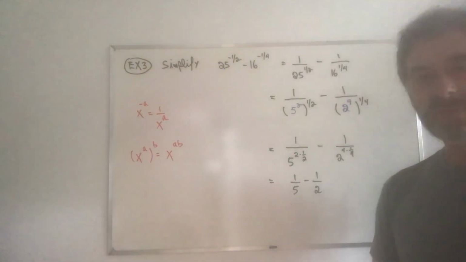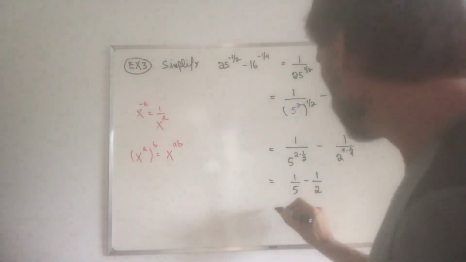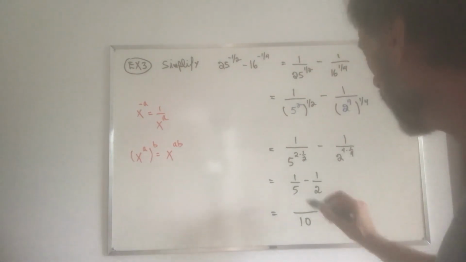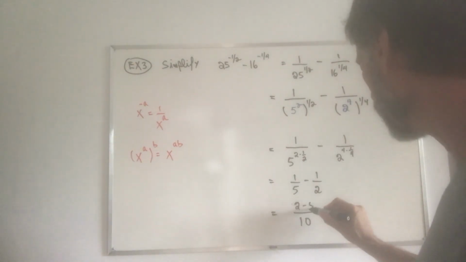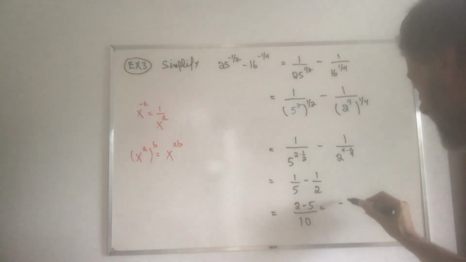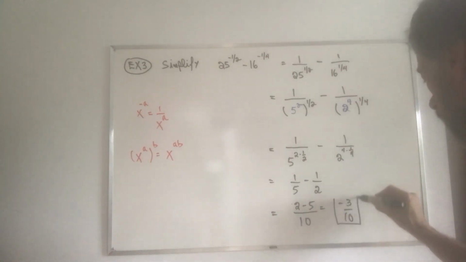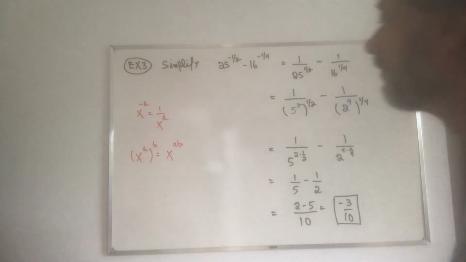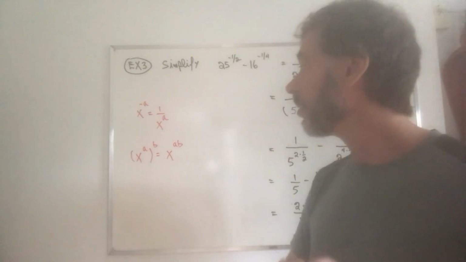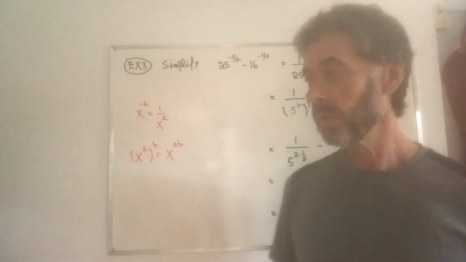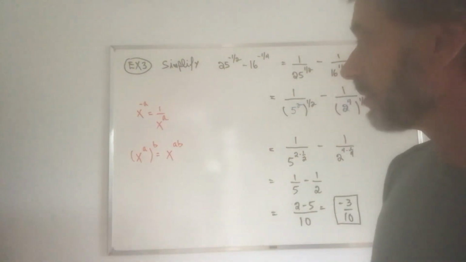So it's 1/5 minus 1/2. If you want, you can do this on the calculator, or you can bring it to a common denominator. That'll give you 2 minus 5. The final answer: minus 3 over 10. Good. So those are some elementary examples that we can actually use to practice our basic rules.